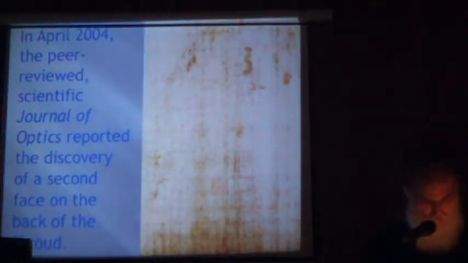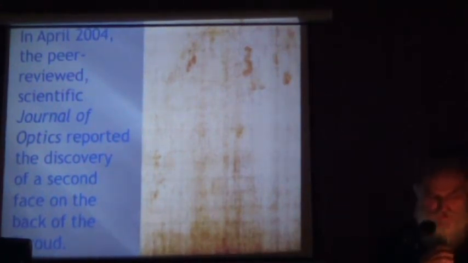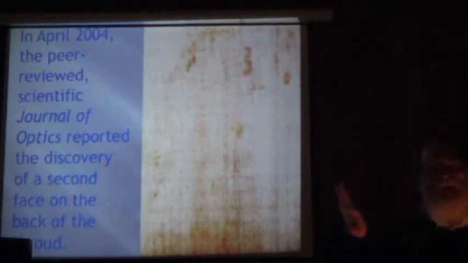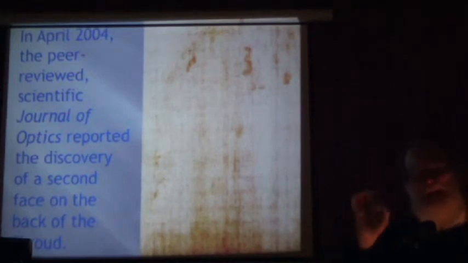Here's another interesting discovery. There's a second face image on the opposite side of the shroud. Using computer-enhanced image analysis technology, it can be seen that this face matches the face on the other side, the entire body, exactly in every area. Now it's much fainter. You can't see it as well.